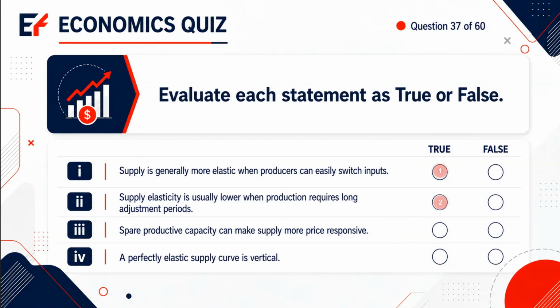Spare productive capacity can make supply more price responsive. The correct answer is true. A perfectly elastic supply curve is vertical. The correct answer is false.